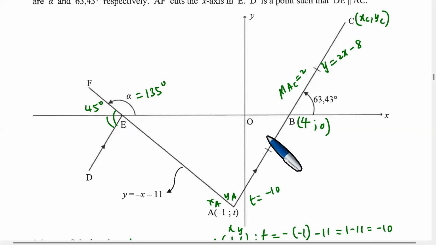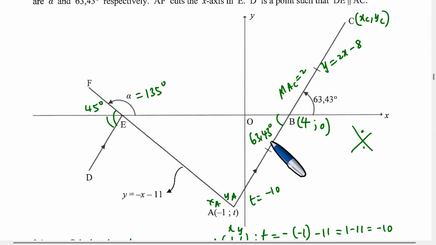If you find this little bit here, you can see that if this is parallel to this, it is equal to this little bit over there. Okay, these are parallel, and therefore we are able to find the answer. What is the answer? The answer is that this angle here equals this angle. So this is 63,43 degrees. And these are vertically opposite angles.